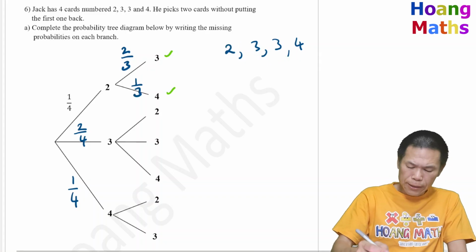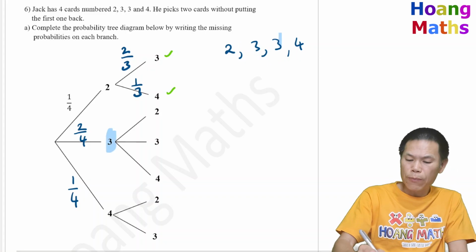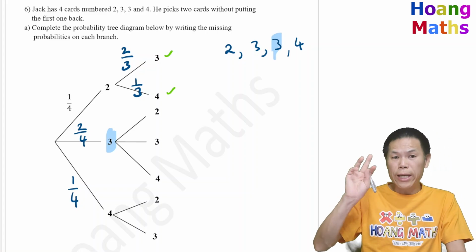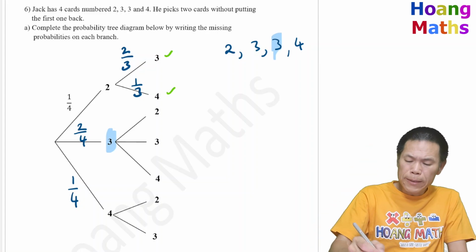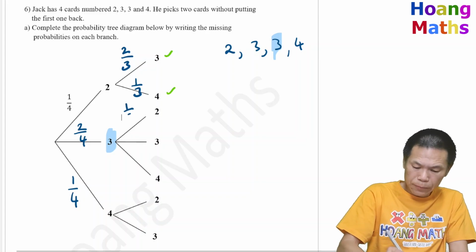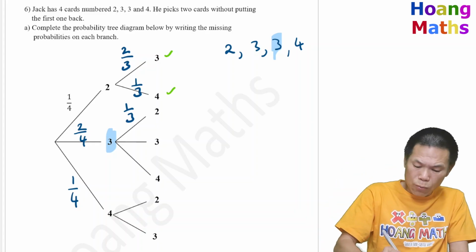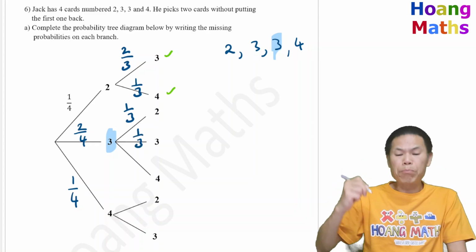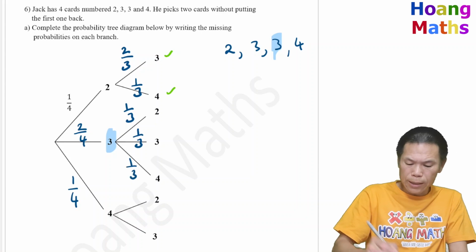So let's say the first card he picked is a 3. So 1 of the 3s is gone, so we have 3 cards left. Okay, keep that in mind. So the probability getting a 2 is 1 out of 3. The probability getting a 3 is 1 out of 3. And the probability getting a 4 is 1/3 as well.